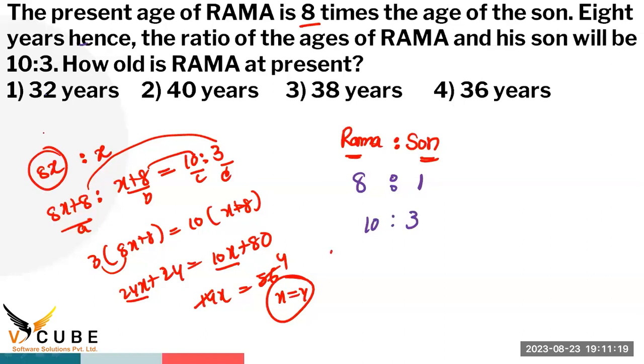Rama is how many parts here? 8x, so 8 into 4. 8 fours are 32. Which option is the right answer? First option, yes, sir. Option one is the right answer.